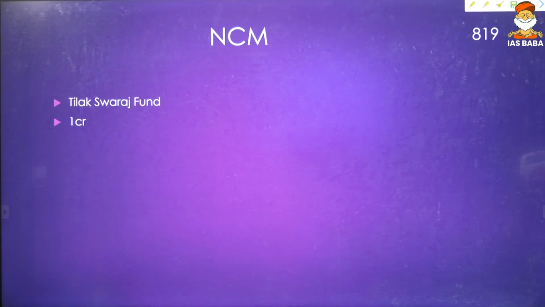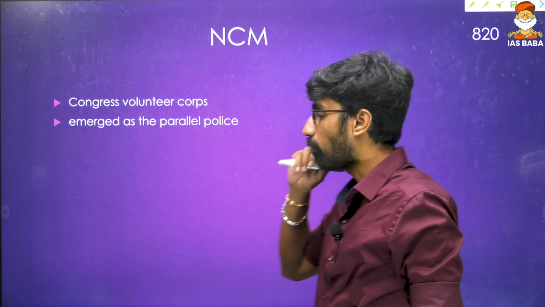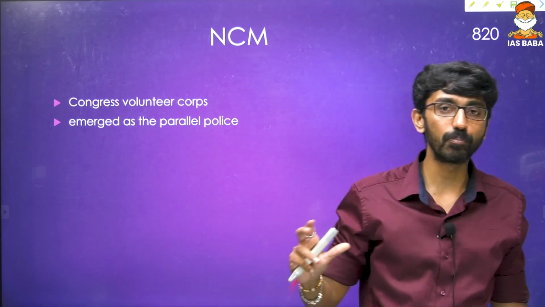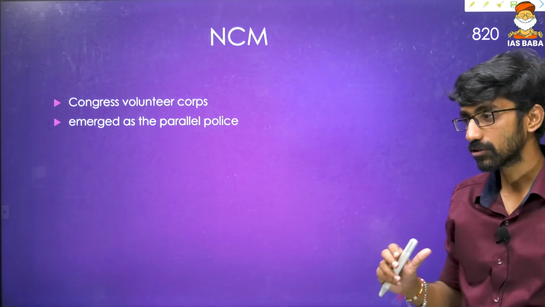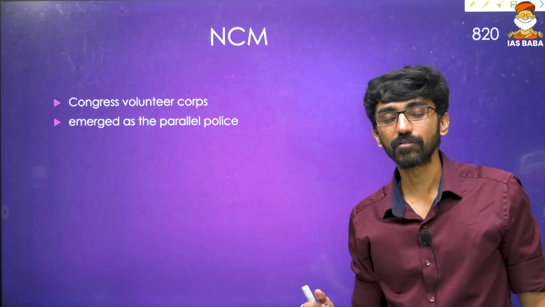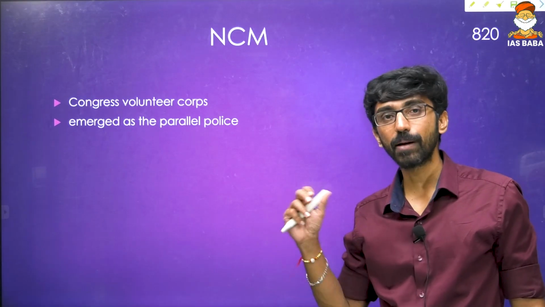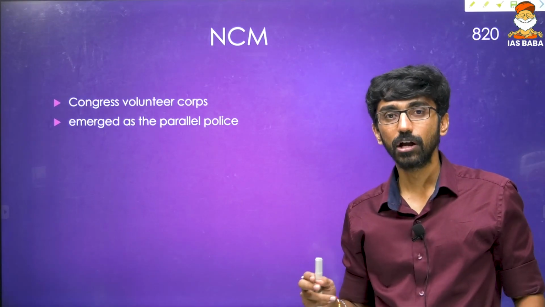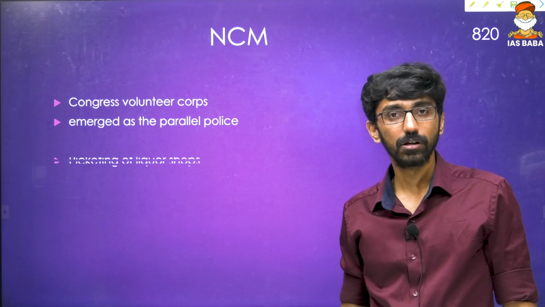Tilak Swaraj Fund was established, and that fund was oversubscribed. 1 crore contribution was made. And then we can talk about the Congress Volunteer Corps, which was established because it emerged as a parallel police force. So people stopped utilizing the police service of the Britishers, and now it emerged as a parallel police force to resolve the disputes in the society.